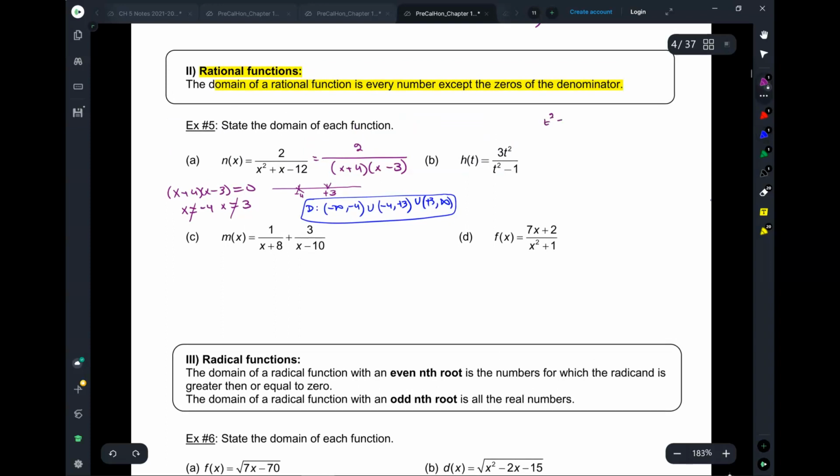Okay, next one. Look at the denominator. Can't equal 0. So t can't equal plus or minus 1. Okay? So, but it's, you know, all the numbers other than that. So the domain is negative infinity to negative 1, negative 1 to 1, 1 to infinity.